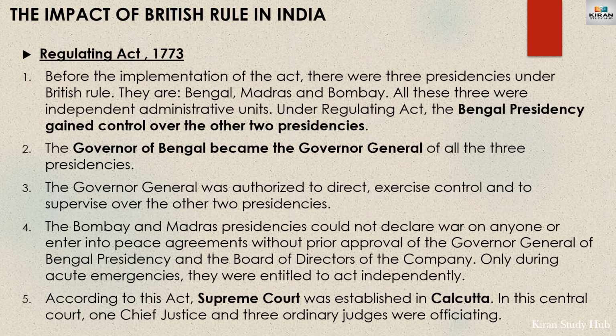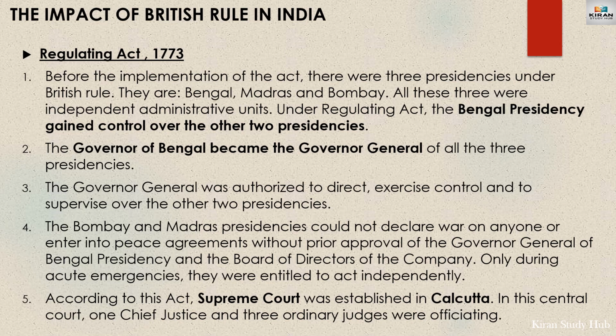The Regulating Act of 1773. Before the implementation of this act, there were three presidencies under British rule, which were Bengal, Madras, and Bombay Presidency. All the three presidencies were acting independently. But under the Regulating Act, the Bengal Presidency gained control over the other two presidencies.